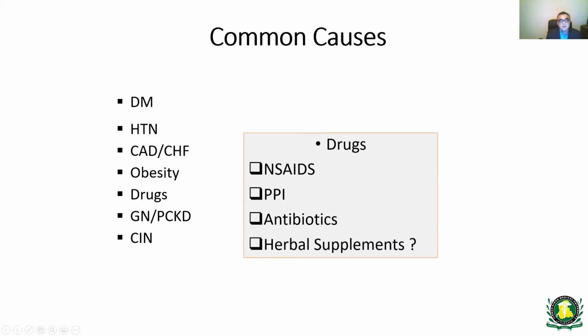Drugs: we know about the NSAIDs. Now we are also seeing interstitial nephritis with proton pump inhibitors. There are quite a few antibiotics which have adverse effects on the kidneys, and herbal supplements, because they are not well regulated, can also have an effect on the kidneys.